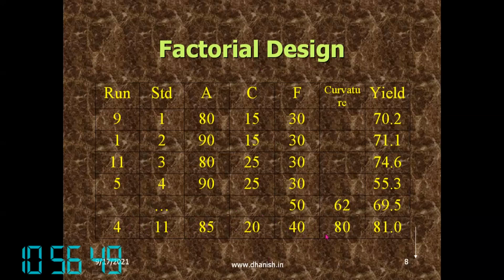So 85, 20, 40. These are central points added to test for curvature. So this is the curvature column. So the average actual value at the center minus the predicted value based on the 2 endpoints. That difference is called curvature.